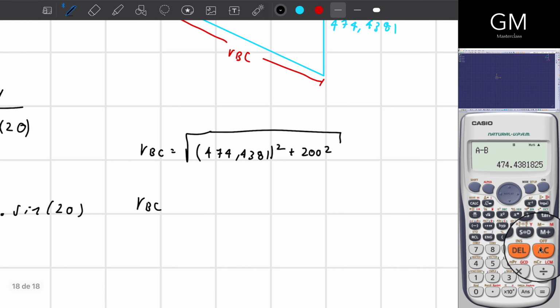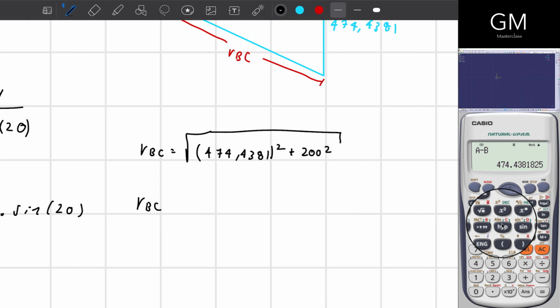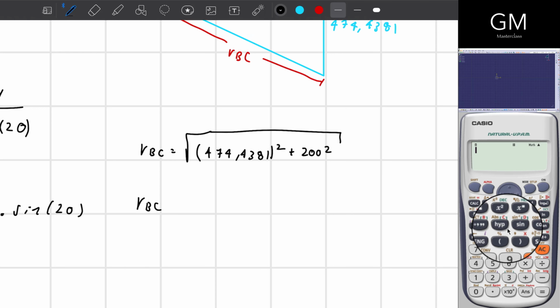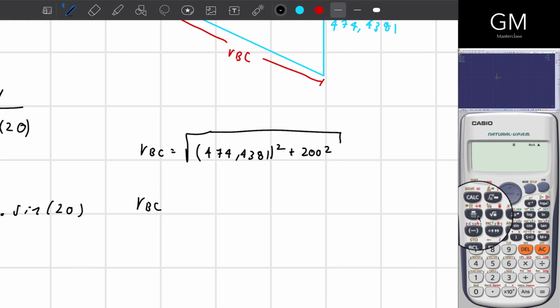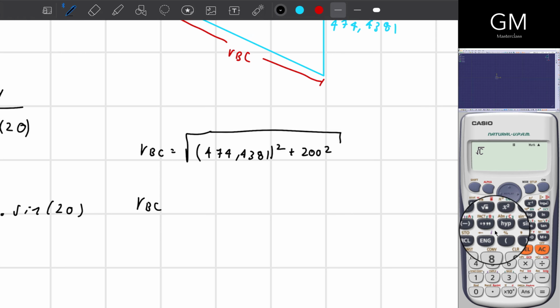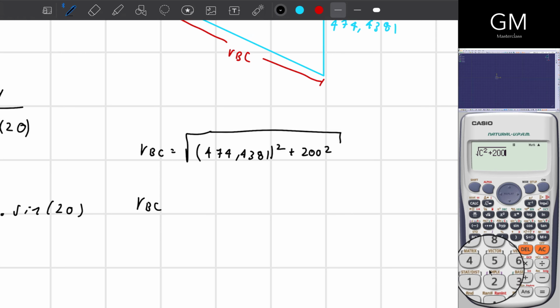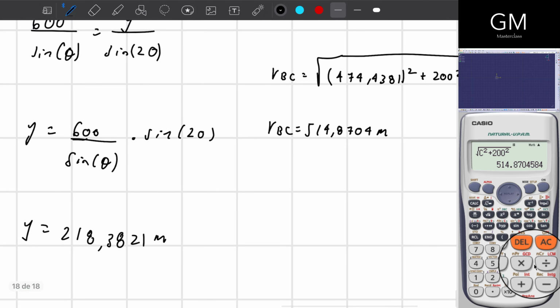RBC is equal to, I'm going to store this value. So store, and I'm going to say that it's going to be equal to C. Alright, so when I look for C, it is right there. Alright, so the square root of C squared plus 200 squared, 514.8704 meters, and that is our first answer.